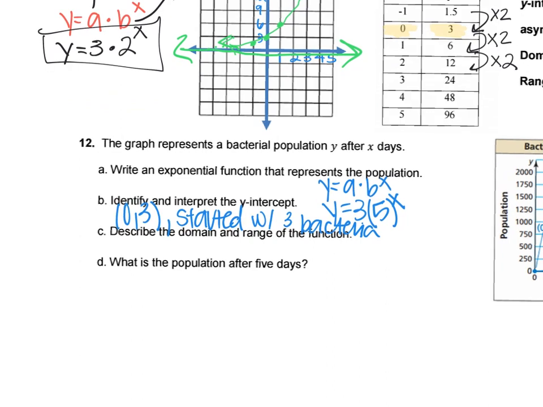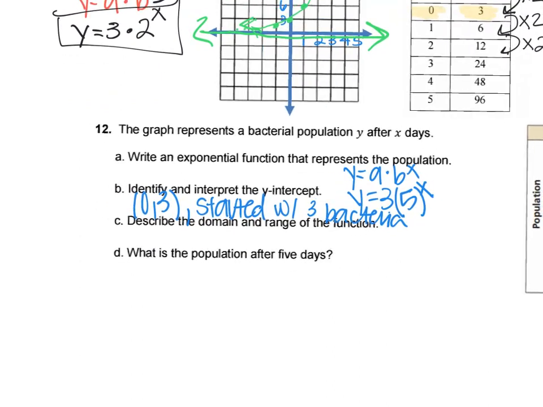The domain and the range. Well, in this case, since it is an actual real-life scenario, the domain starts at 0 because I can't have negative days. I can't go to negative infinity. I start with 0 and I work my way up. So in this case, domain is 0, and I'm including 0 because I can have 0 days. That's right here. 0 days, I have 3 bacteria. But then I can go to infinitely many days. We don't know if she's doing it for 10, 100, 500. So it goes from 0 to infinity.